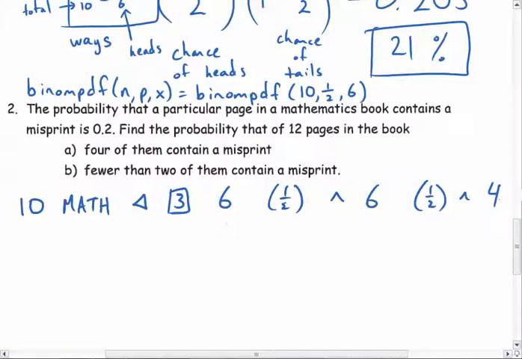So, the chance that a particular page in a math book contains an error is 20%. Find the chance that out of 12 pages in the book, 4 of them contain a misprint. So, to build this, again, I usually start with the model. I want misprint to happen 4 times, and then normal print to happen how many times? 8, because I've got 12 pages altogether. If there's 4 misprints, that means there's got to be 8 properly printed pages.